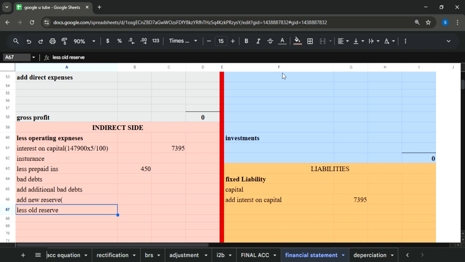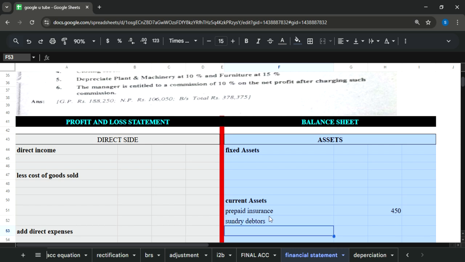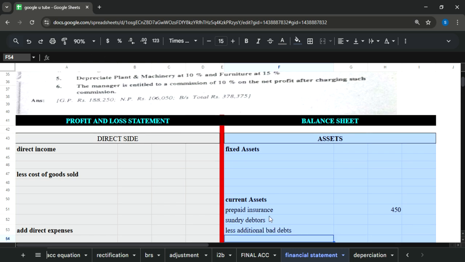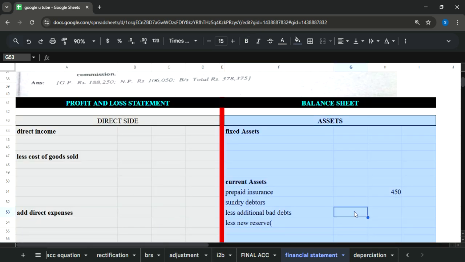For that purpose, you will come to the current asset side, and here first you need to mention sundry debtors, and then you will subtract additional bad debts if there are any, and then you will subtract the new reserve. And as you know, in our adjustments you have seen that no additional bad debts are mentioned. It is a provision for bad debts. Additional bad debts are not present from 1 to 6. So we write 0 over here, no additional bad debts.